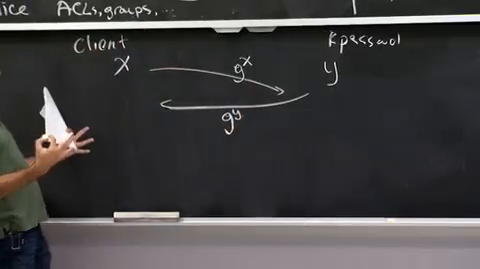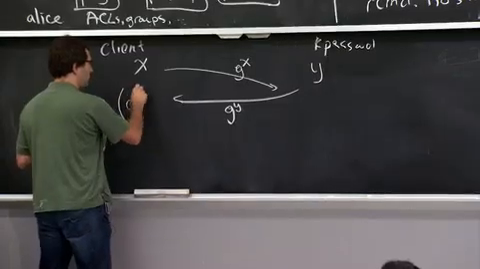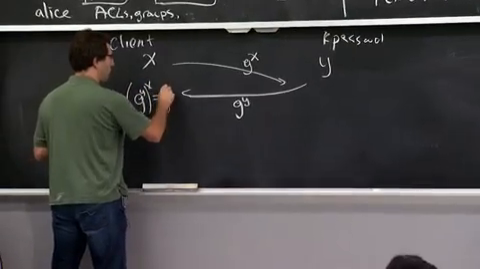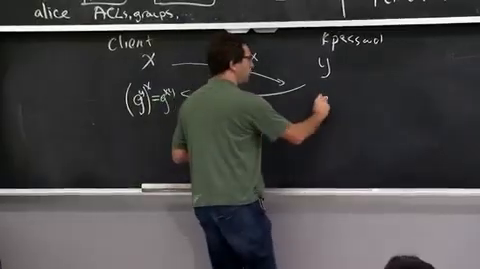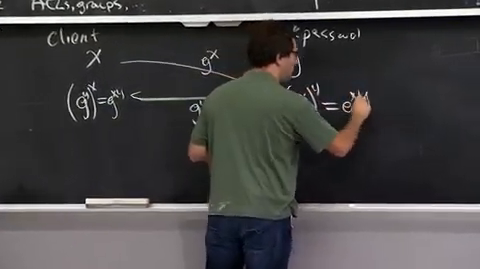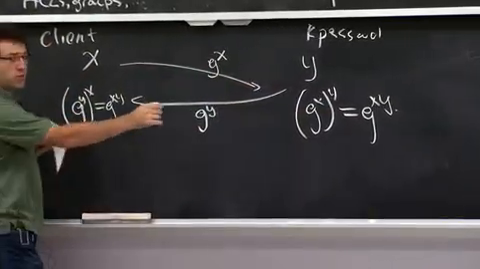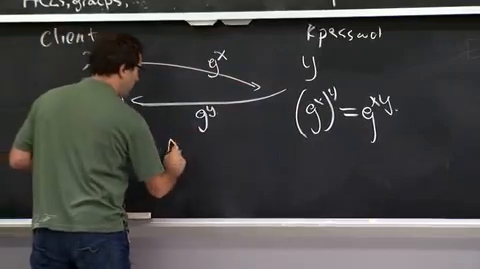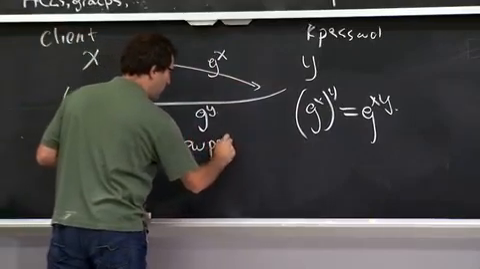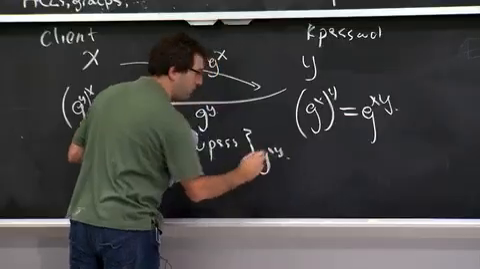It turns out that mathematically, the client can take g to the y, raise it to x, and get this value g to the xy. The server can take g to the x, raise it to the power y, and get g to the xy as well. They can now use this secret value, g to the xy, to encrypt their subsequent messages, including the new password. So you send the new password encrypted with this value g to the xy, roughly speaking.